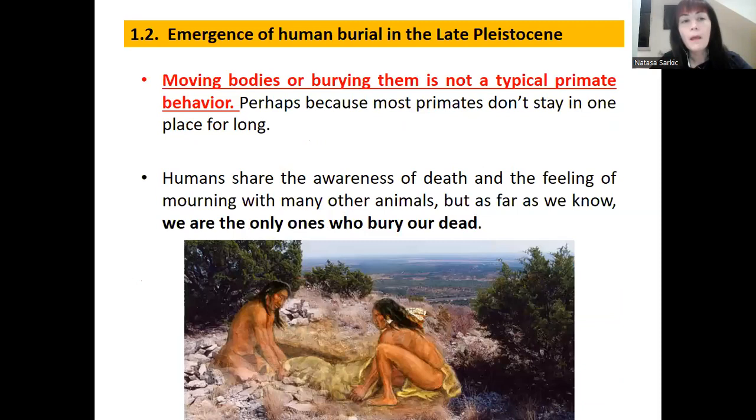But moving bodies is not something that is typical of primate behavior. Maybe because primates and other mammals are usually not trying to bury a body, not even to move a body. Perhaps because they're not staying long in one place. Probably humans, or their ancestors, at some point, whether for emotion or for practical reasons, if they settled in one place or visited one place often, they would probably need to do something with the body.